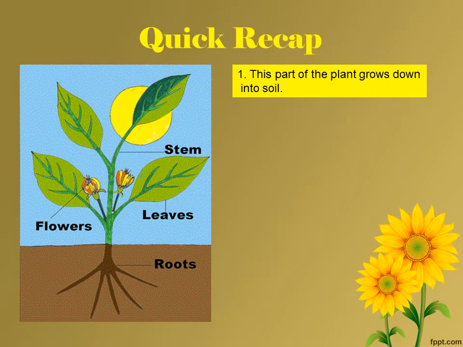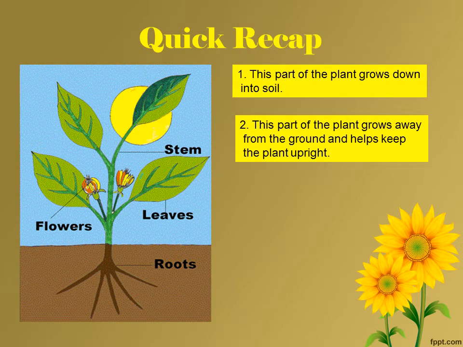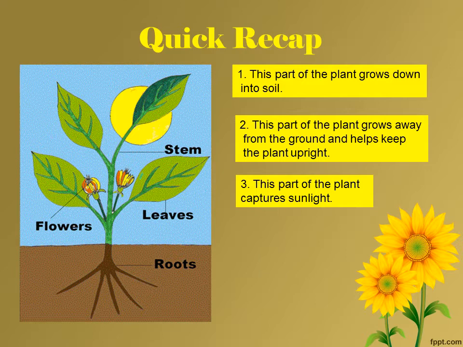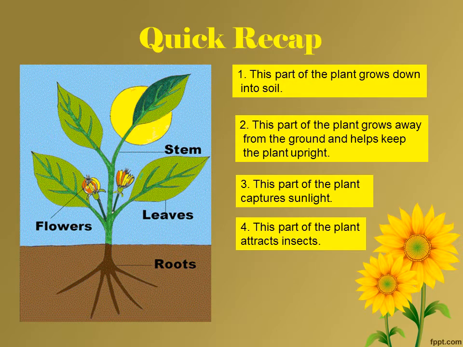Number 1, this part of the plant goes down into soil. Number 2, this part of the plant grows away from the ground and helps keep the plant upright. Number 3, this part of the plant captures sunlight. And number 4, this part of the plant attracts insects. I'll give you time to think of the answers.